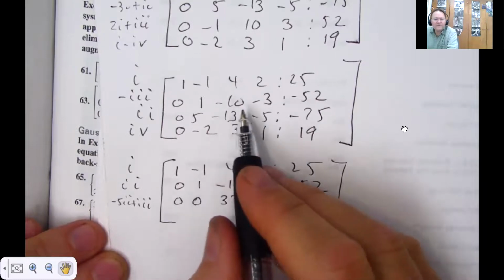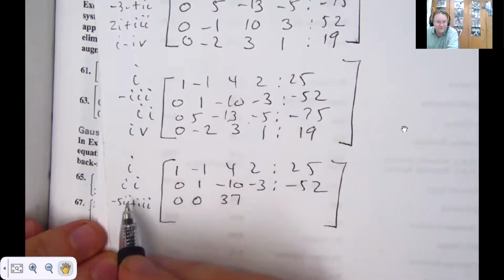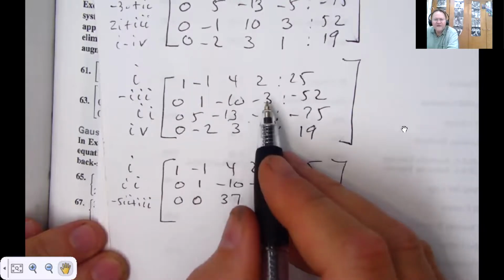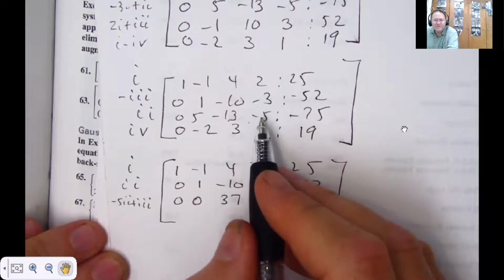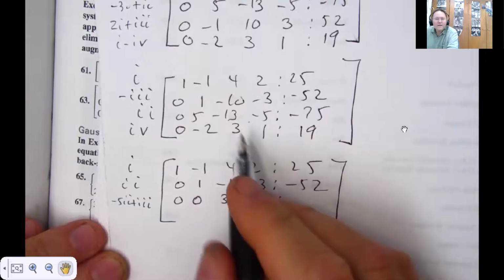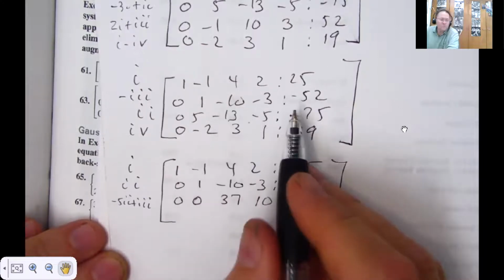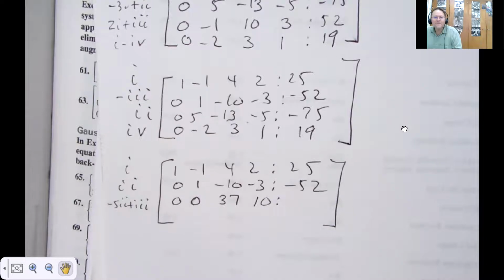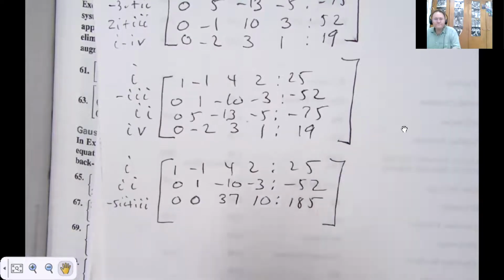And then we've got, let's see, what's the next one I'm doing here? Let me look. See, this is why it's good. I'm doing negative five times this plus the next one. Negative five times negative three is 15. 15 plus negative five is 10. And then times negative five is going to be, ooh, time for a calculator. Negative five times negative 52 is 260. And 260 plus negative 75, or just minus 75, is 185. All righty, let's move on.